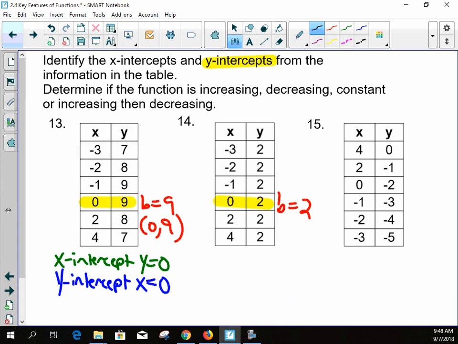Now, what did it want? It also wanted to know if it is increasing, decreasing, or constant, or increasing then decreasing. So number 14 is constant, isn't it? Because look, all my y's are the same. Increasing, decreasing, you look at the y. So what is happening in number 13? 7, 8, 9, 9, 8, 7. What did it do? It increased and then decreased. So this one increased, constant, then decreased.